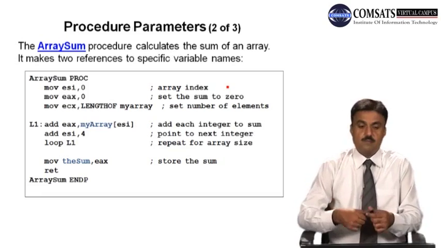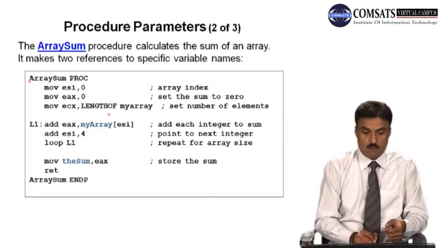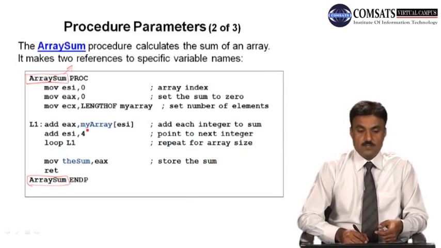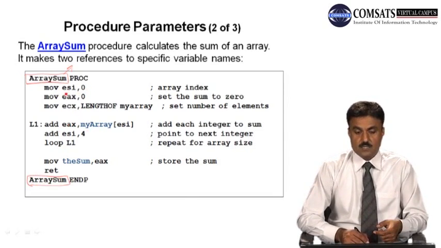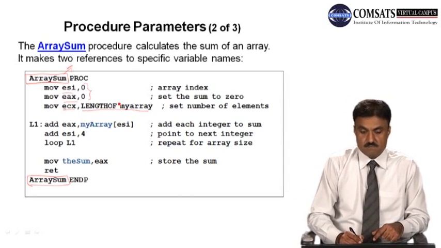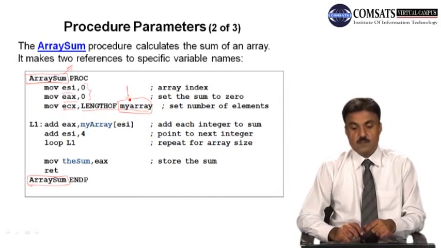For example, here you can see the array sum procedure. The name of this procedure is array sum. Here is a procedure, and this is the end of this array sum procedure, and so on. So what we are going to do here, first ESI and EAX are being erased, their values are being erased, and ECX is the length of the array, length of my array. So here you can see my array is a specific name. So there are specific variable names.